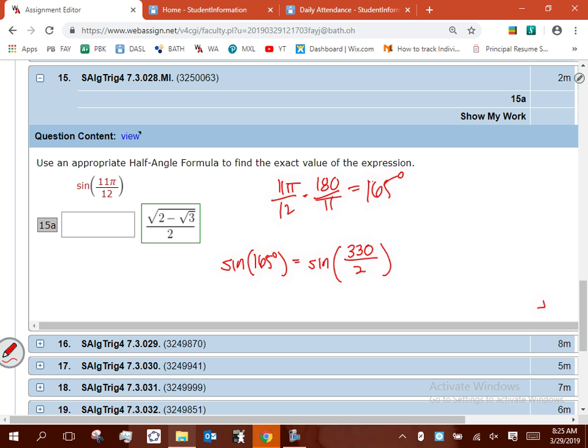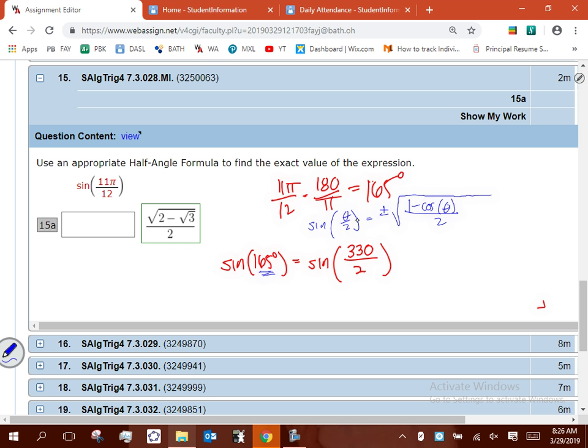And I'm going to write that over 2. Do you recognize now how I've written that as a half angle? As a theta over 2? Okay? So we said that the sine of theta over 2 was equal to plus or minus the square root of 1 minus cosine theta all over 2, right? Now, the 165 is our theta over 2. Does that make sense, everybody?